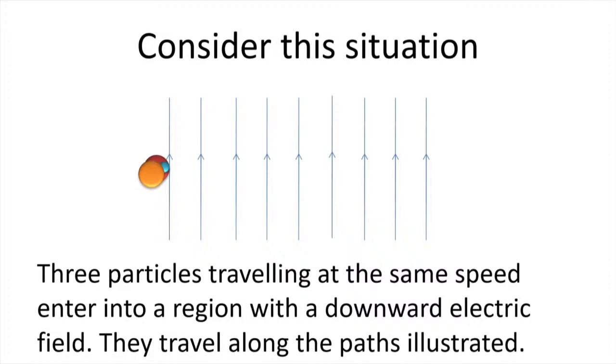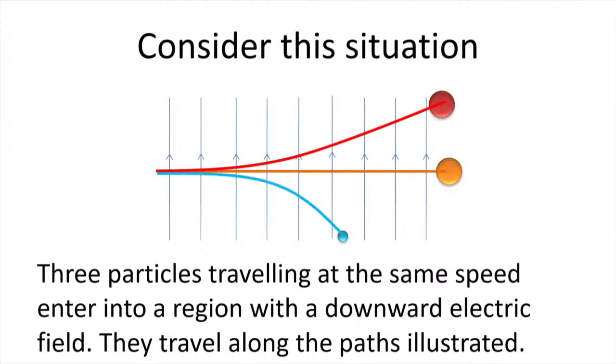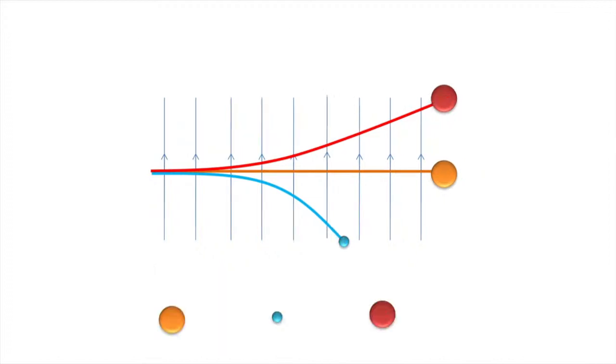3 particles traveling at the same speed enter into a region with a downward electric field. They travel along the paths illustrated. So these 3 particles are moving across. One went that way and one went that way. So those are the 3 paths the particles went along. We're going to consider that situation, and we're going to ask a couple of questions.